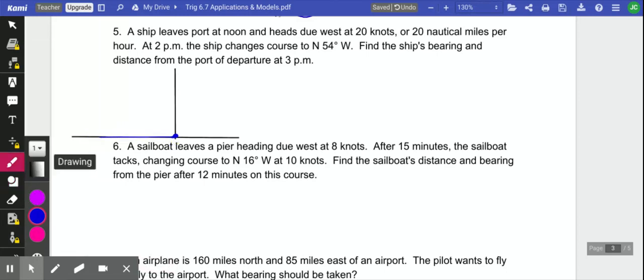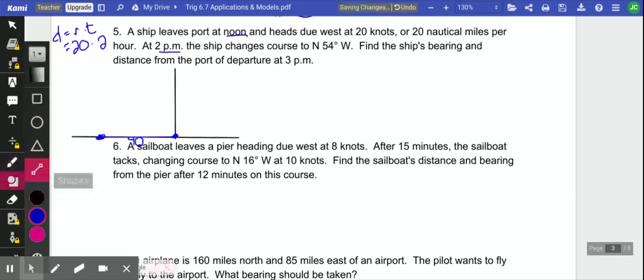Now, we don't know how far it went. To find that out, we're going to have to use distance is rate times time. So it was traveling at 20 knots for 2 hours because it left at noon, and at 2 p.m. it changes its direction. So this right here is 40 miles. Now, once it hits this point at 2 p.m., it changes course. So it's not heading due west, it's going north. So from the north, it's going 54 degrees to the west. So it looks like that.